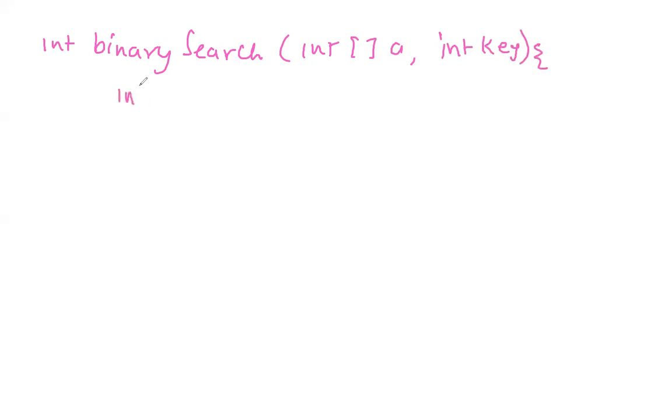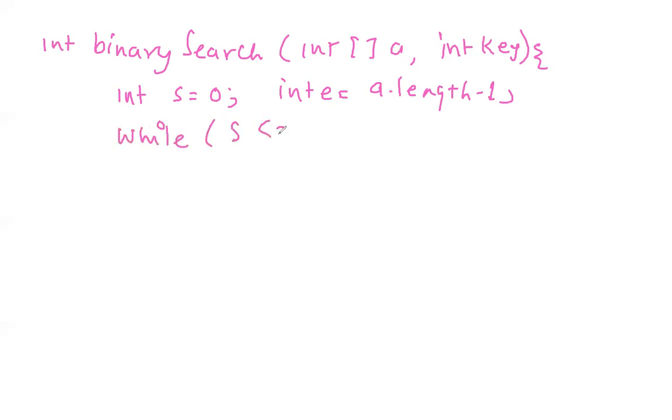So for any binary search, we need start, which is 0, and end, which is a dot length. Now what we have to do is search till there is at least one element in the array. That means till s is less than or equals to e. If it is greater, we stop. So if I write a while loop, it should be s is less than or equals to e.